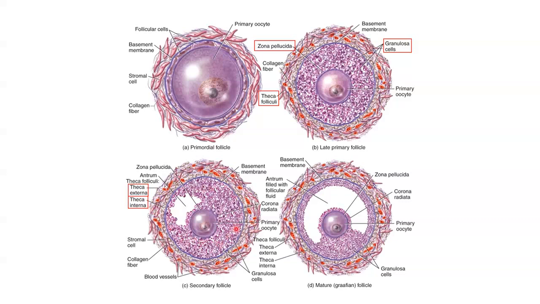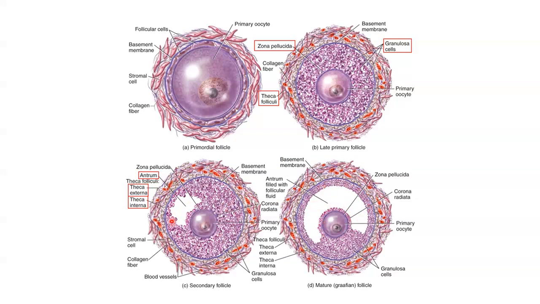We also have our granulosa cells that start to secrete a follicular fluid, which fills a cavity called the antrum. And the presence of an antrum is what actually differentiates a secondary and a mature follicle from a primordial and a primary follicle. So it's that cavity here and here.